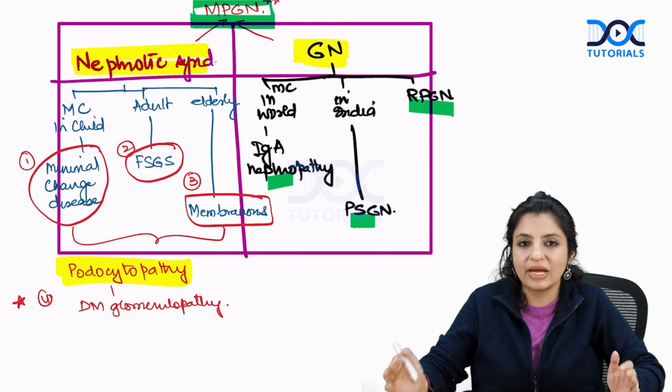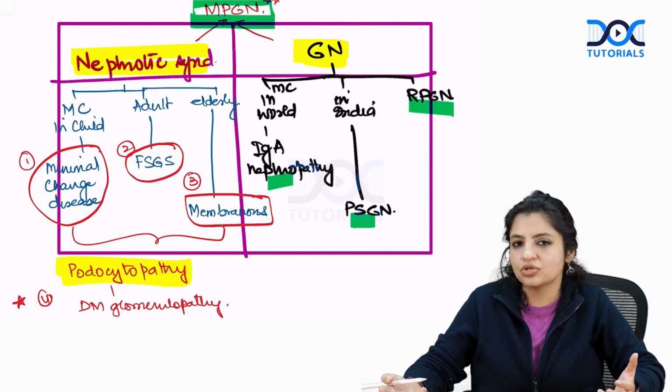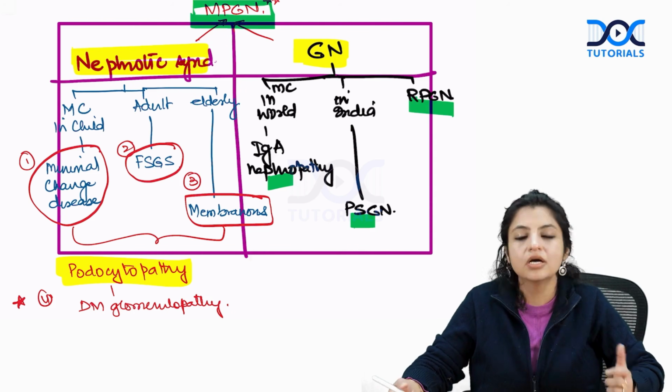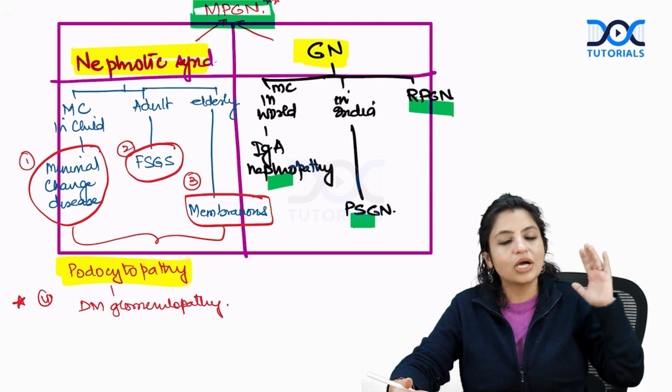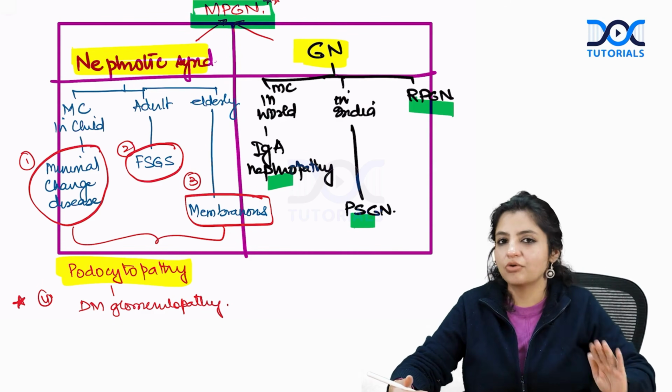These are some spectrums that can be given because they can be simple questions. Which of the following is not a nephrotic syndrome? Minimal change disease, FSGS, membranous, IgA nephropathy. IgA nephropathy is the most common cause of glomerulonephritis.